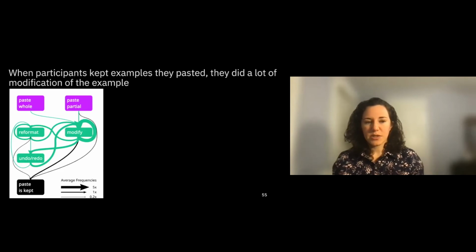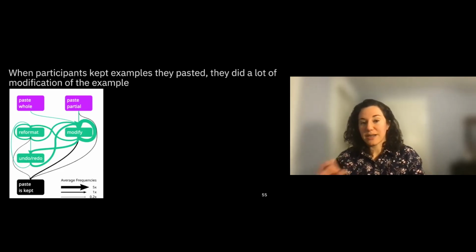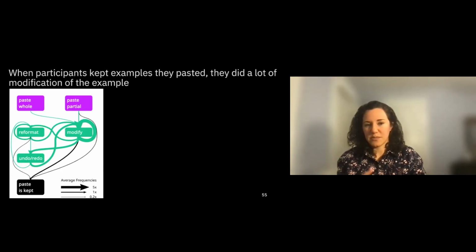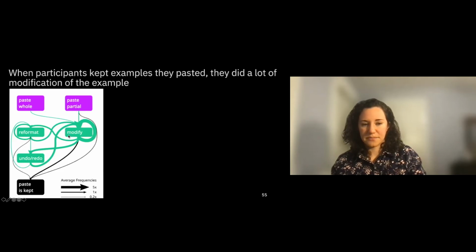And so we wanted to look at those, as well as whether people actually then kept those examples in their programs, which would indicate that the participants thought those examples would help them to solve the task. And so here we have the graph of actions, again, with thicker lines indicating that those actions happened more frequently. And so we can see that participants were pasting whole and partial examples, although partial examples slightly more often. And then there was a lot of modification of those examples.